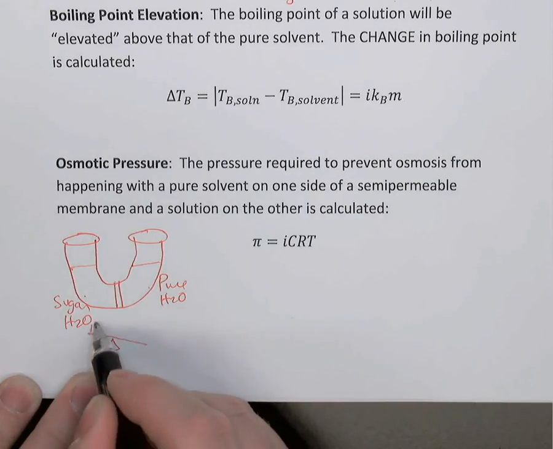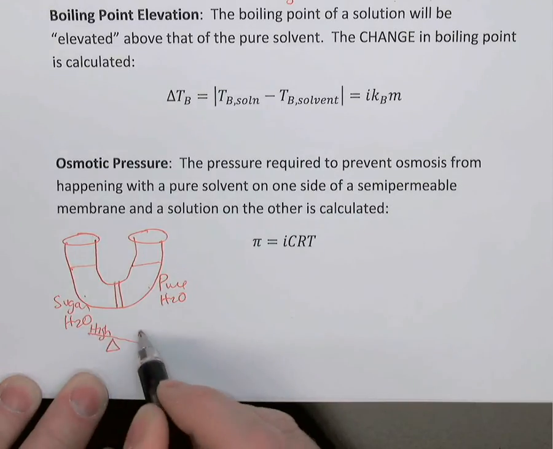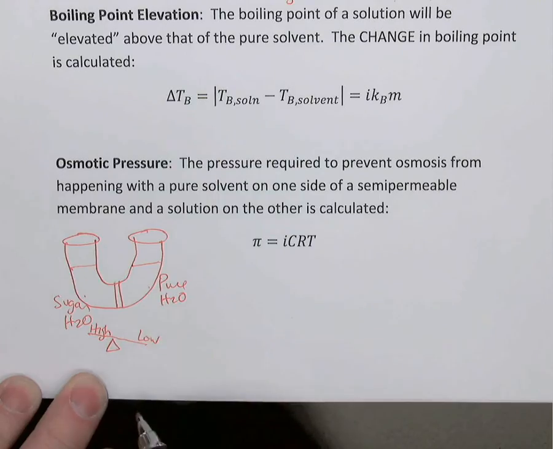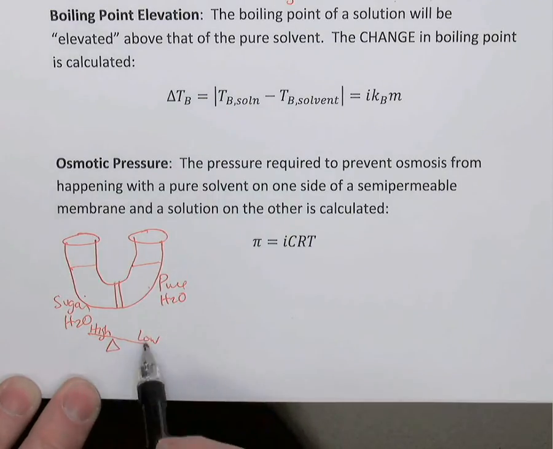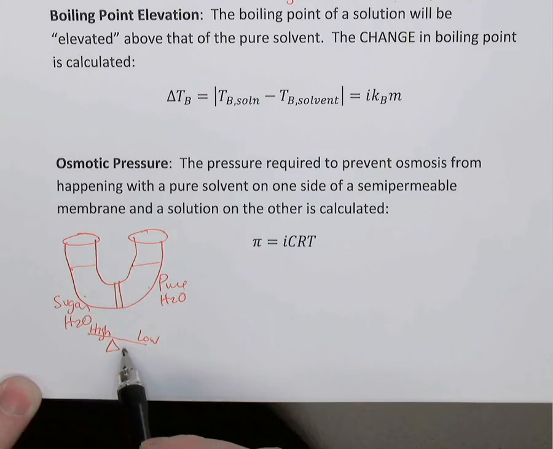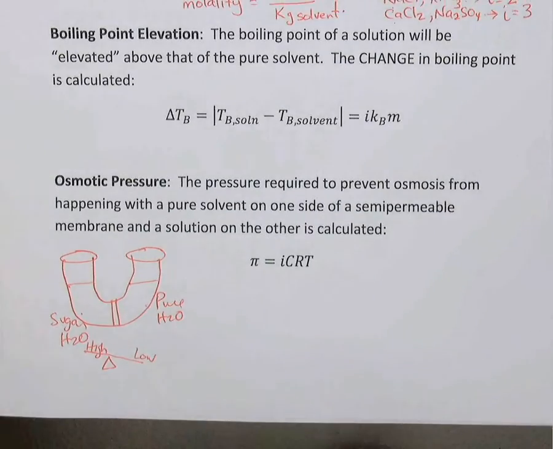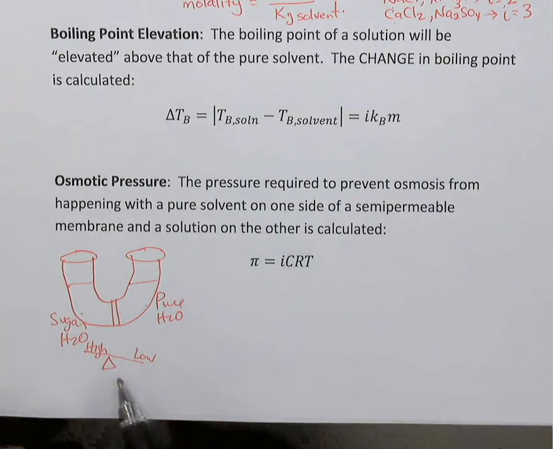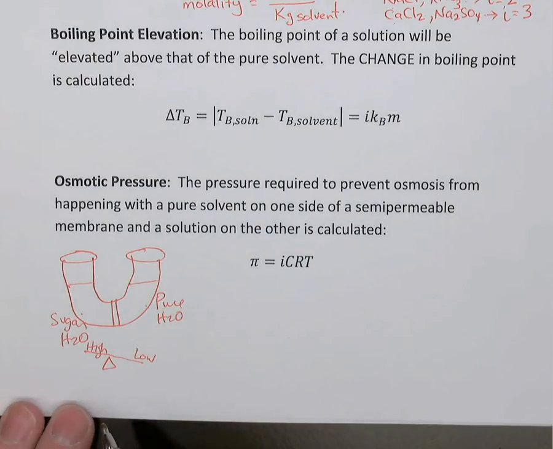There's a high concentration of sugar on the left. There's a low, in fact, 0 concentration on the right. So there's this gradient, this slope like this. The situation is unstable, and over time the system would like to achieve equal concentrations on both sides.